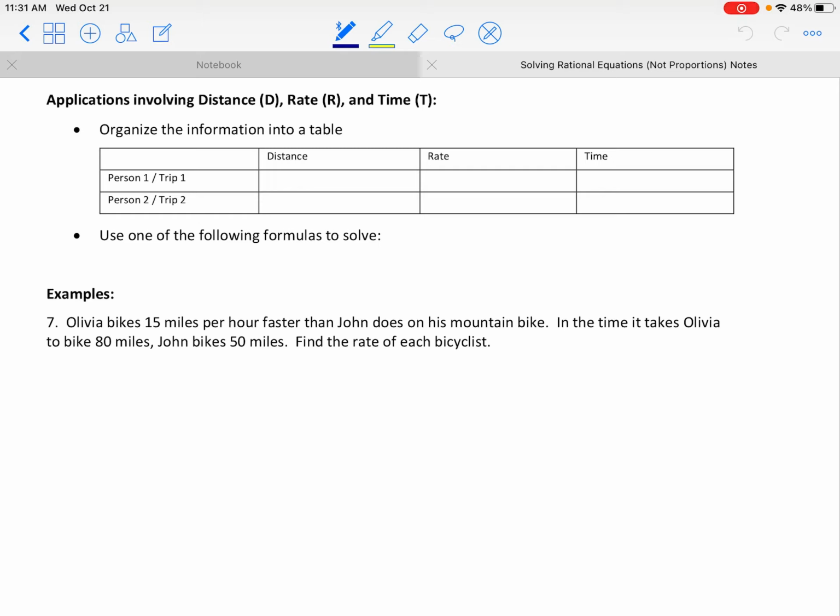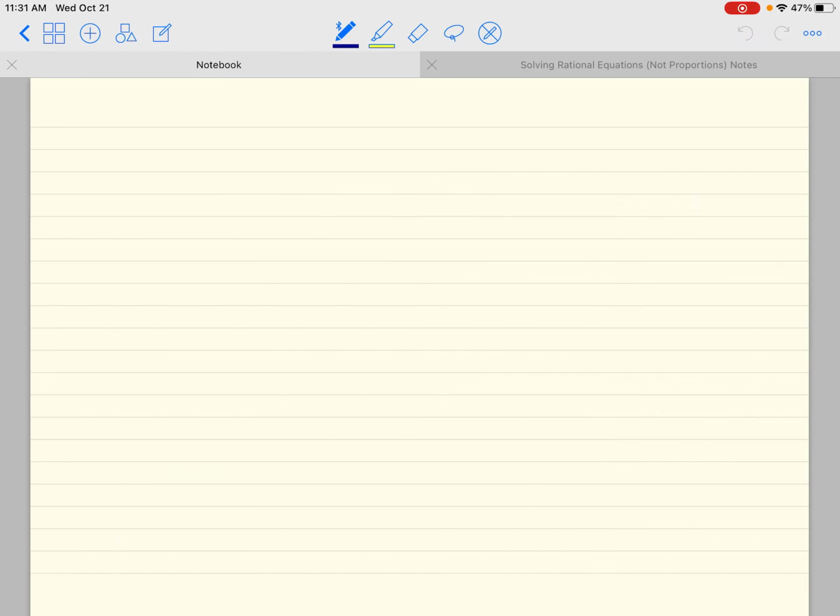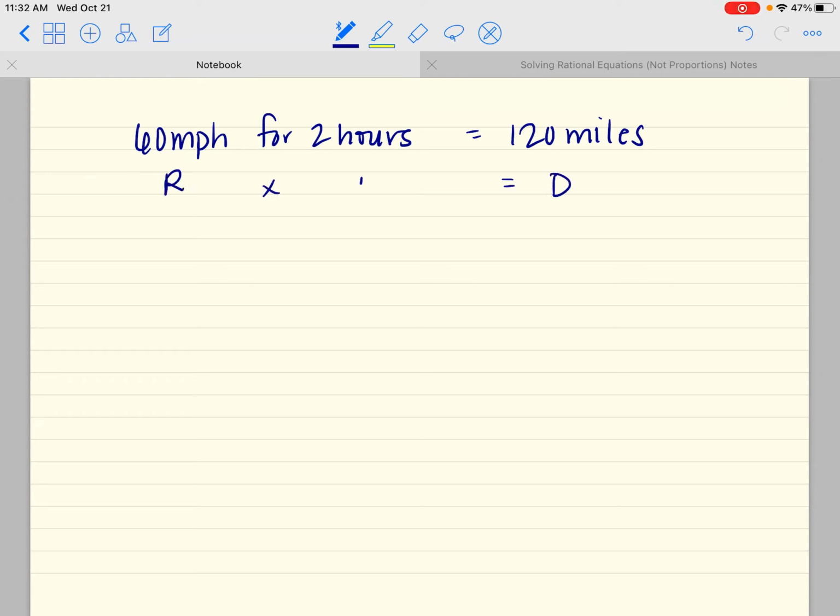Okay, so we're going to try to organize all that information into a table, and then we're going to try to use a formula to solve. And there's a formula that connects distance, rate, and time, and it's one that should make sense. So, for example, if I said that I was traveling on the freeway at 60 miles per hour for 2 hours, how far would I have gone? Well, 60 miles per hour for 2 hours would be 120 miles. So this distance was equal to the rate here multiplied by the time here. So distance equals rate times time.